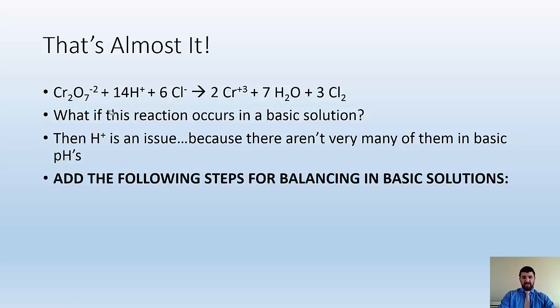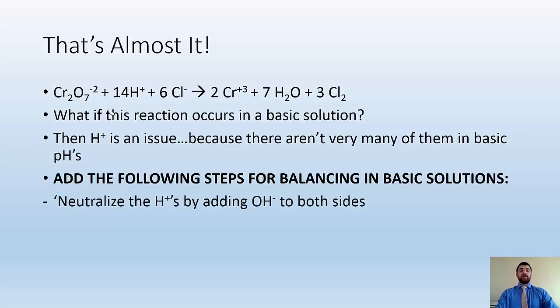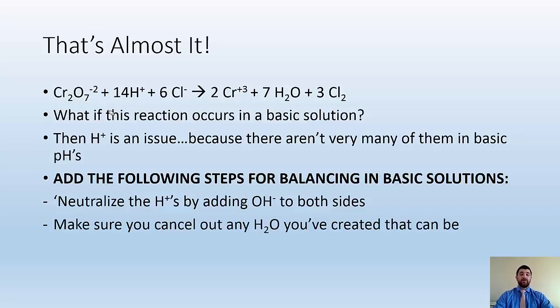So add the following steps if you're balancing for a basic solution. You're going to neutralize the H pluses by adding OH minus to both sides. You got to add it to both sides so it stays balanced. But what's going to happen is the OH minus on the side with the H pluses is going to neutralize and you're going to make water. So you got to make sure now that you cancel out any H2O you've created.